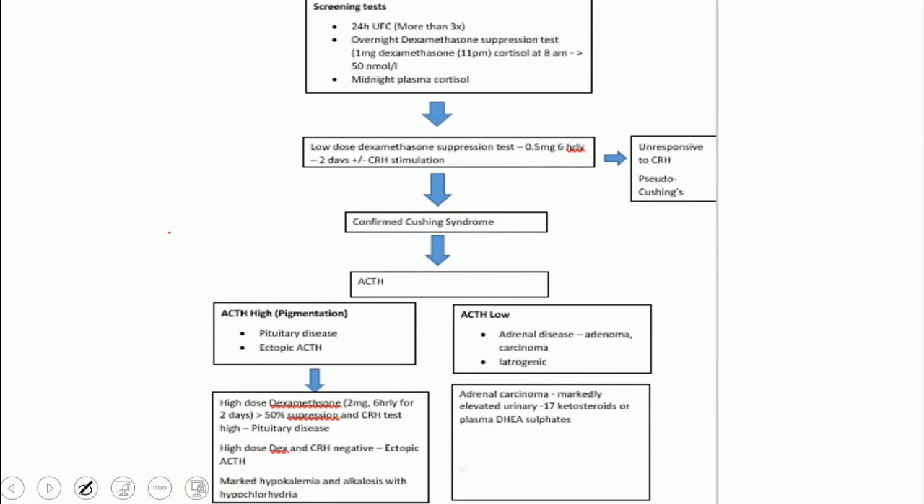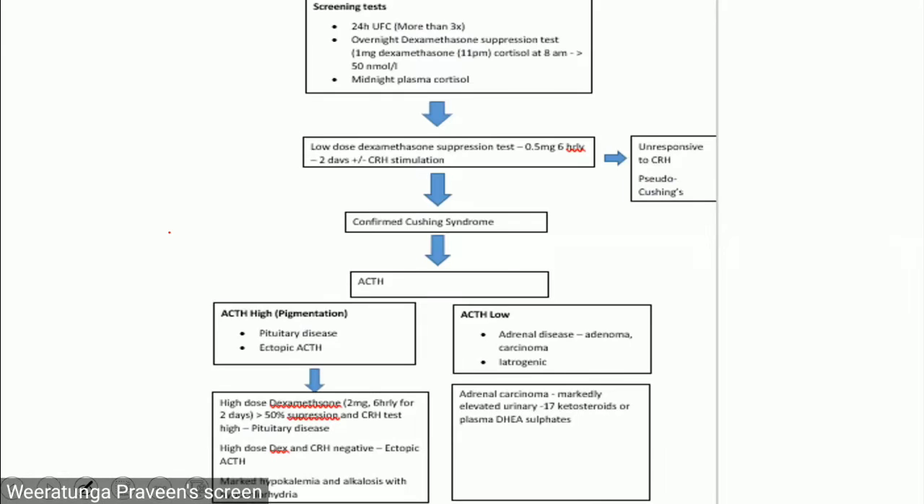Another screening test that we commonly use in Sri Lanka is the overnight dexamethasone suppression test. It is very easy to do. Give 1 milligram of dexamethasone overnight and then measure the cortisol at 8 a.m. And there is a cutoff value.